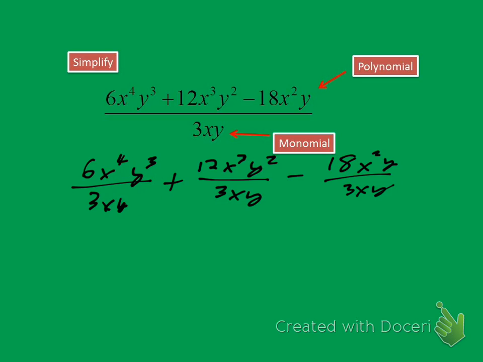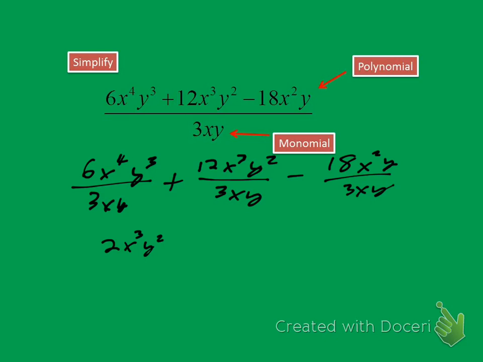So 6 over 3 reduces to what? 2. X to the fourth over x is x to the third. Y cubed over y is y squared. I don't know why I'm underneath the first one. Move this, make it look a little better. There we go.